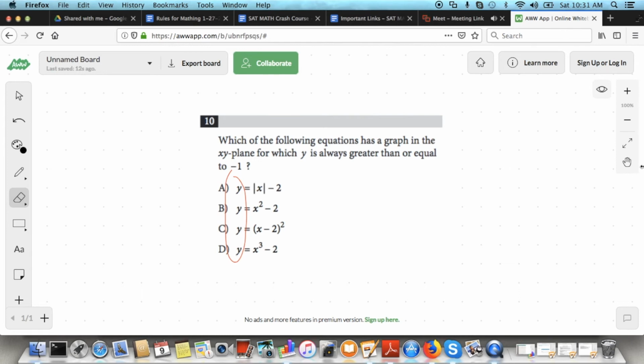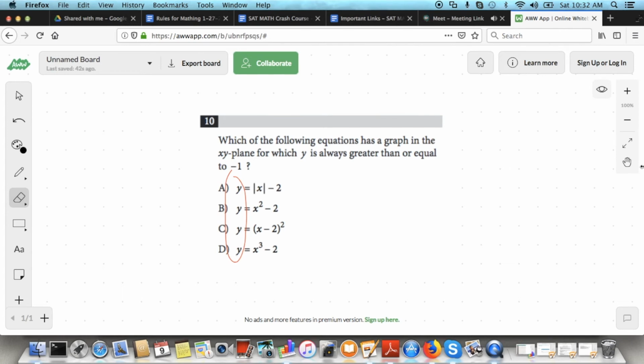Okay. Read the question for me again. I think it'll make more sense here. Which of the following equations has a graph in the xy plane for which y is greater than or equal to -1? So for the correct answer, no matter what we plug in for x, y is always going to be greater than or equal to -1. So if we can make the y value less than -1 for a particular answer choice, we can eliminate it. Does that make sense now? Okay, good. All right, so let's do that.